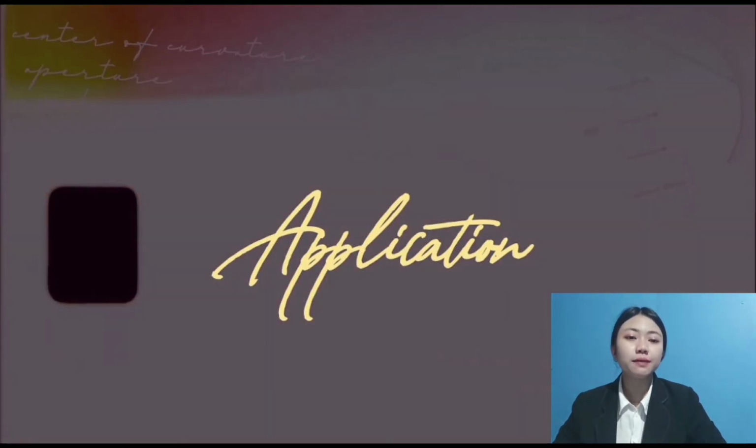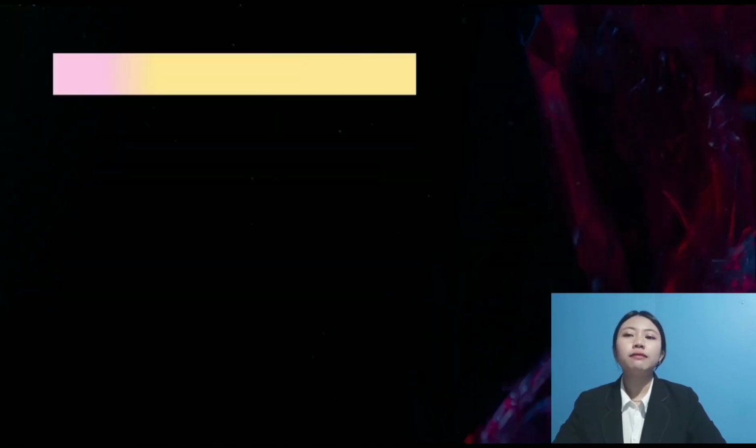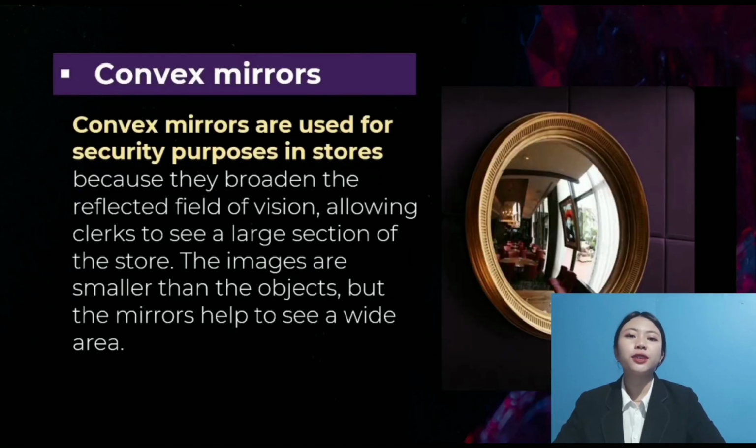Okay, so here are some examples that I have gathered. Convex mirrors are used for security purposes in stores because they broaden the reflected field of vision, allowing clerks to see large sections of the store. The images are smaller than the objects, but the mirrors help to see a wide area.